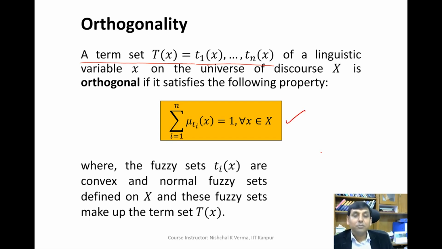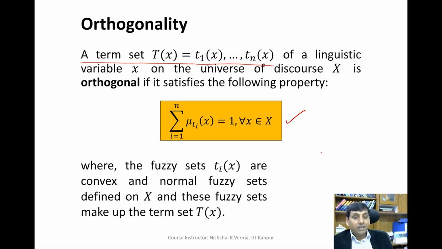This is very simple to compute. By taking an example, I hope I'll be able to help you understand better. And Tix, the ith fuzzy set in the complete term set, are convex and normal fuzzy sets. It is very interesting to know that all these fuzzy sets present in the term set must be convex and normal fuzzy sets.